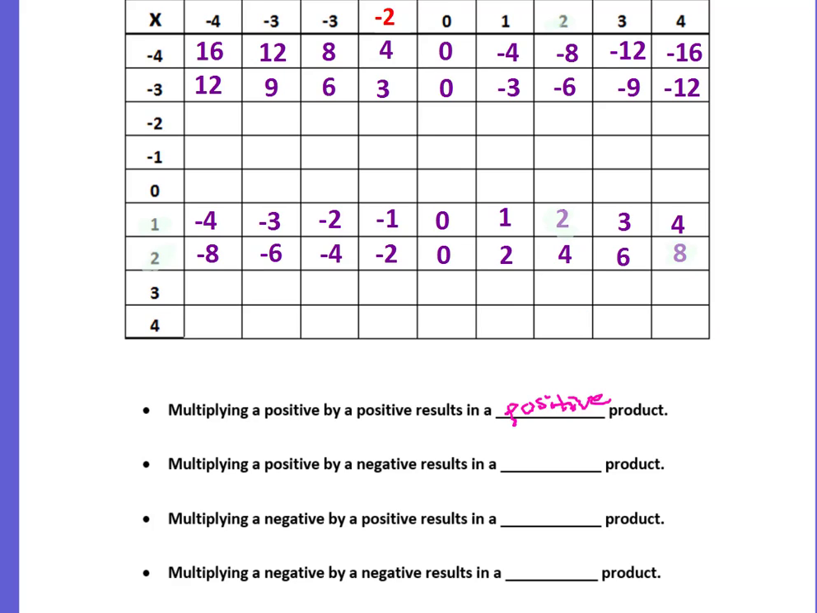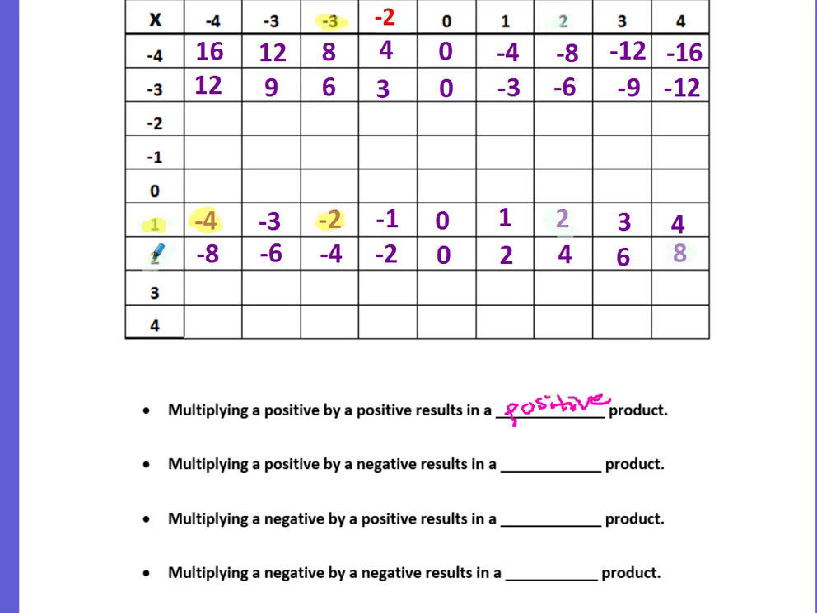What about a positive times a negative? Well, let's take a look. Here are the positives right down here. So let's start with positive 1. If I multiply it by negative 4, it gives me a negative answer, doesn't it? If I take my positive 1 and multiply it by negative 3, it gives me a negative 2. I think my numbers are off a little bit. This should be negative 1. This should be negative 2.